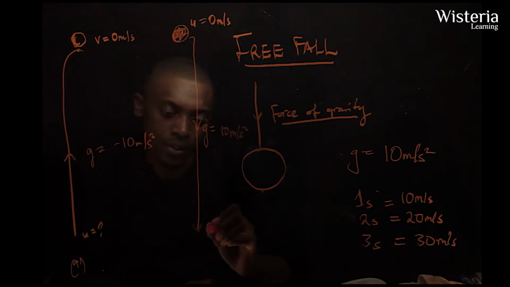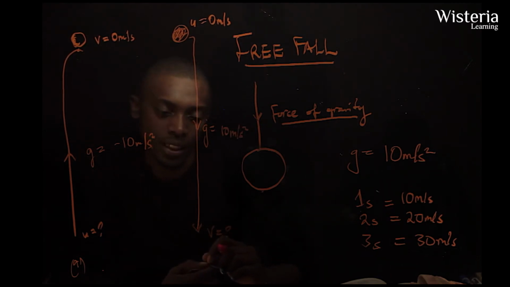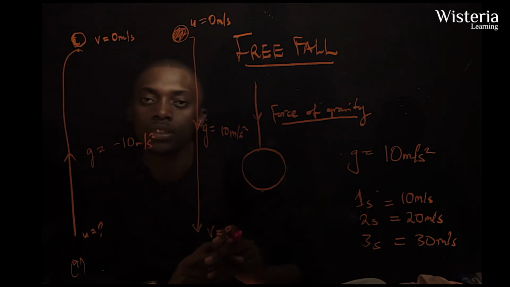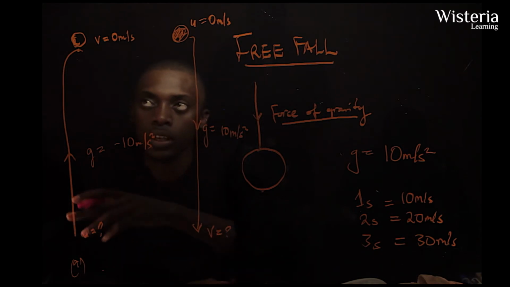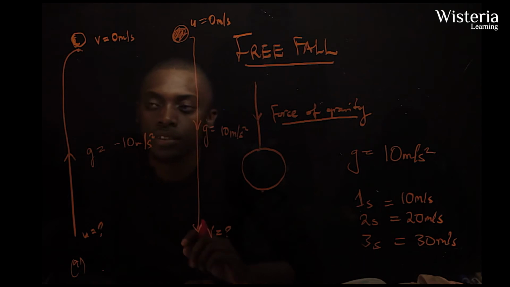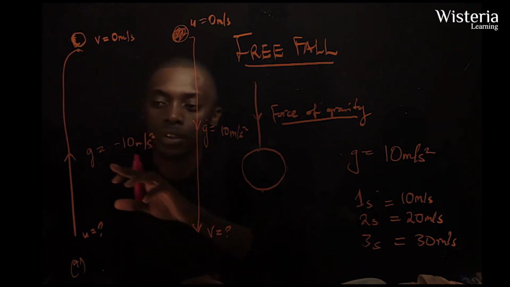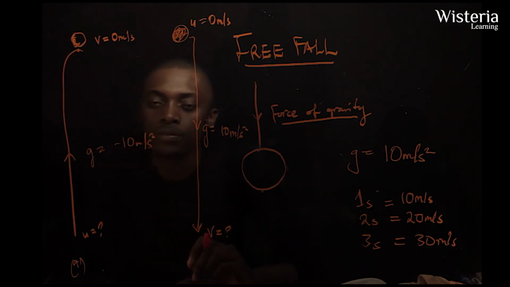And its final velocity is never known unless we calculate for it, or unless we are given it in the question. So there are two main important situations that we should look out for when we are given a question. The first one is where an object is thrown upwards: its final velocity will be 0, and gravity will be negative 10 meters per second squared.